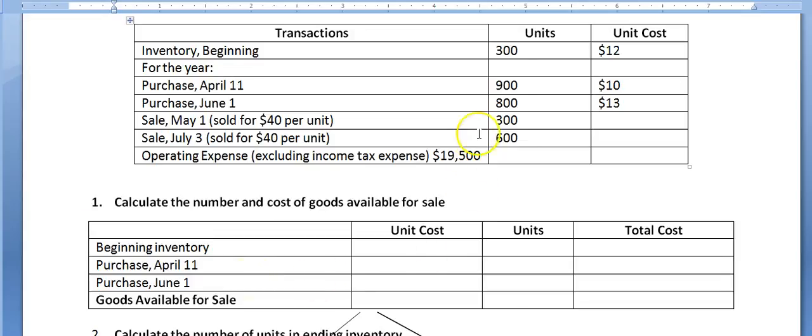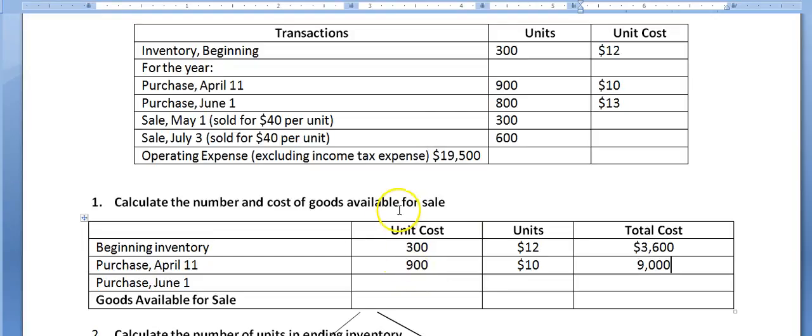So starting with our problem, we had 300 units at the beginning of the period. We had paid $12 for those. So we're going to be multiplying that out to get $3,600. Then April 11th, we purchased 900 units and we paid $10 for each of those. Again, we multiply out. This time it's $9,000.